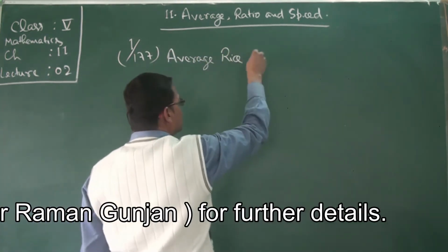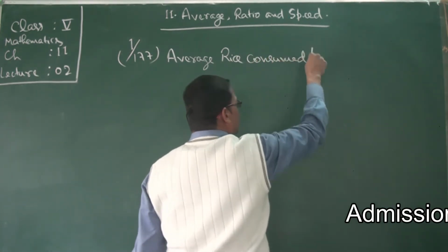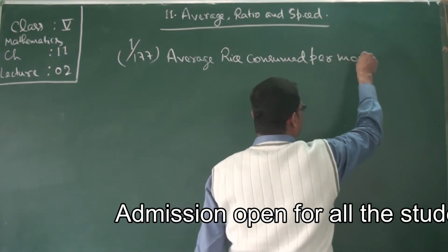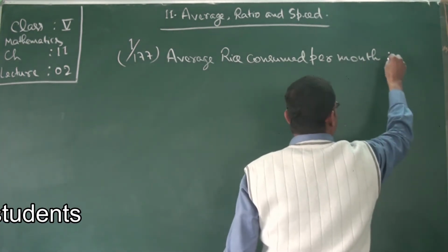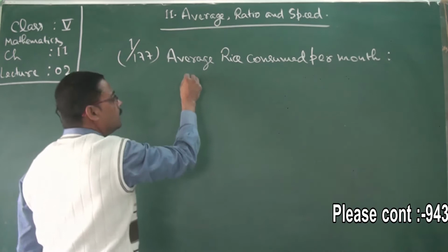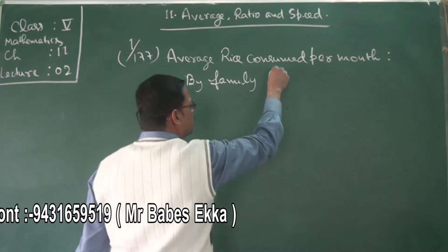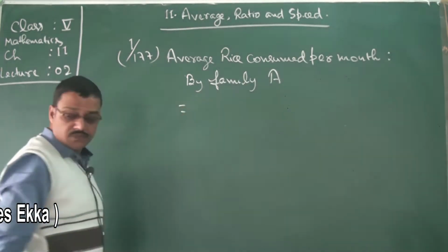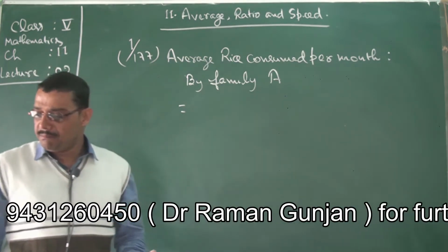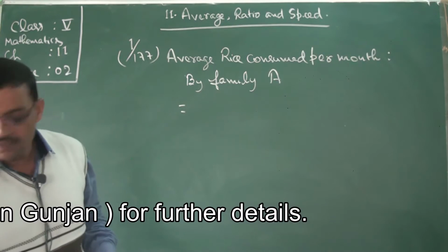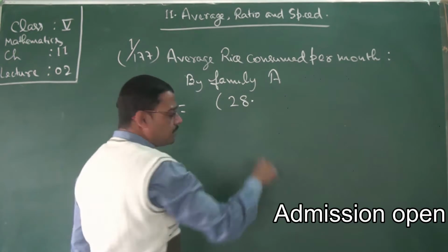Average rice consumed per month. First, let us take family A, equals to, for family A we will take the sum of April, May, July, August and September. Those are given in kilograms, so I will put the unit in brackets.